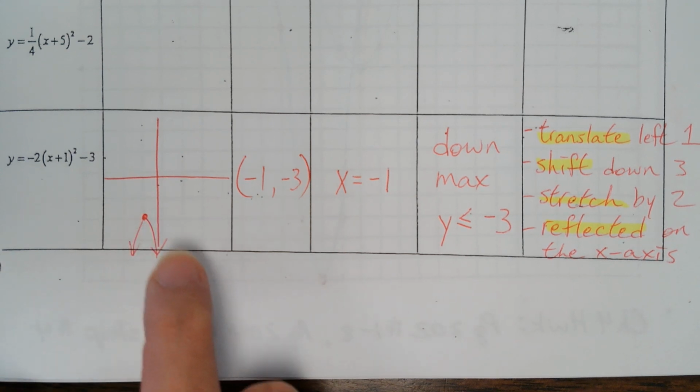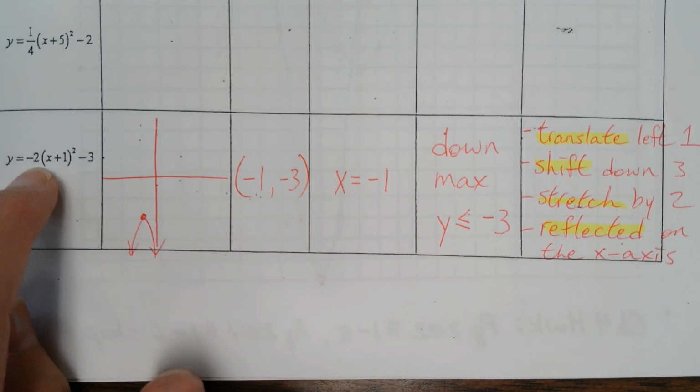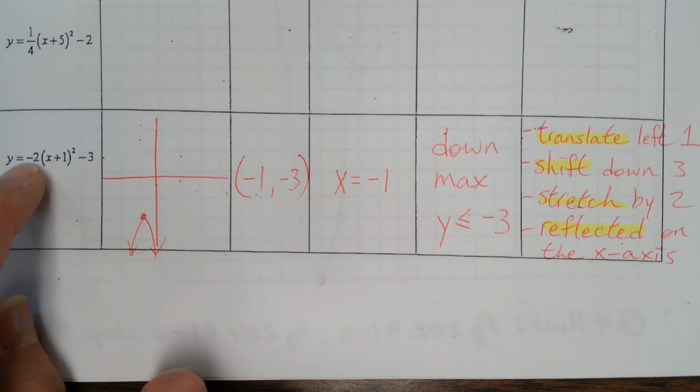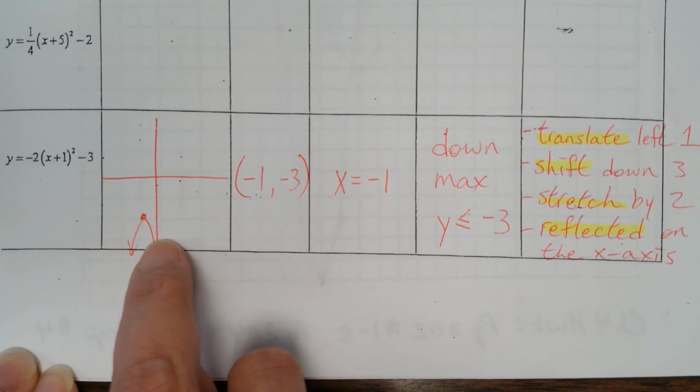There's my vertex roughly. Does my parabola open up or down? Yeah, opens down because of this negative right here. So for my little sketch, there we go.